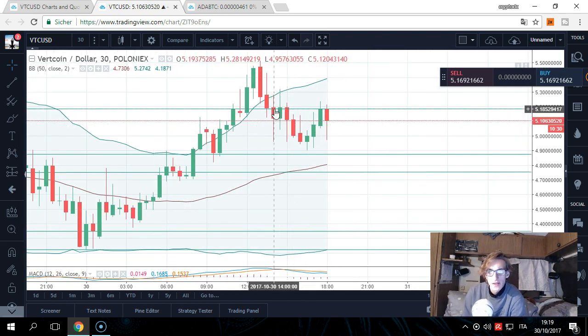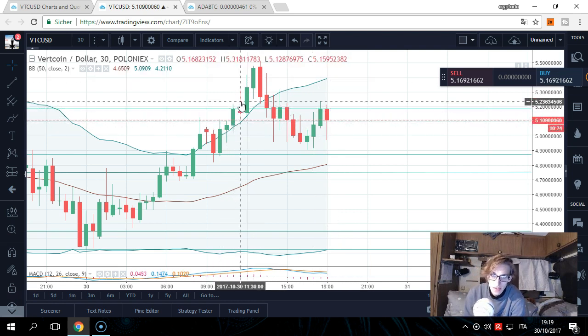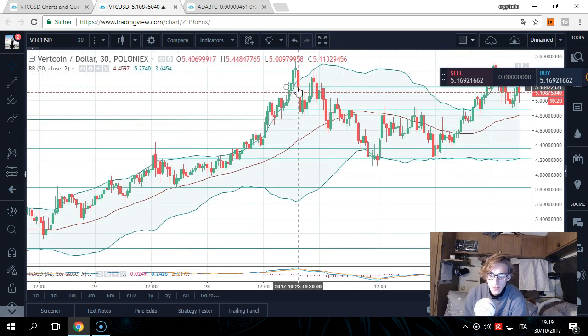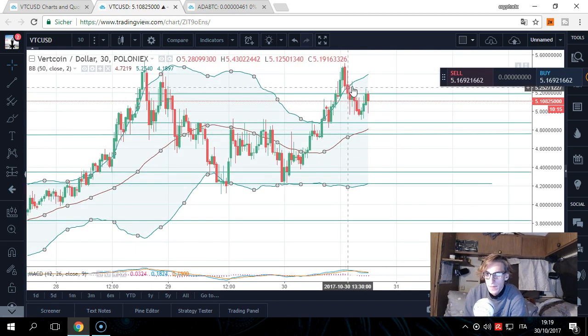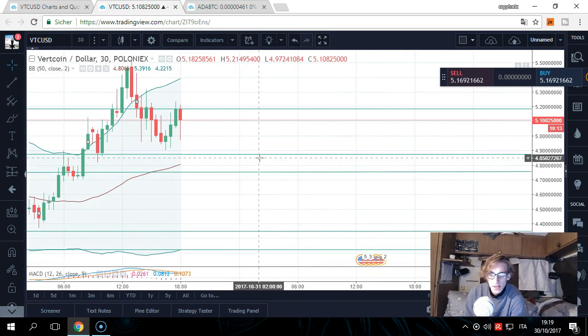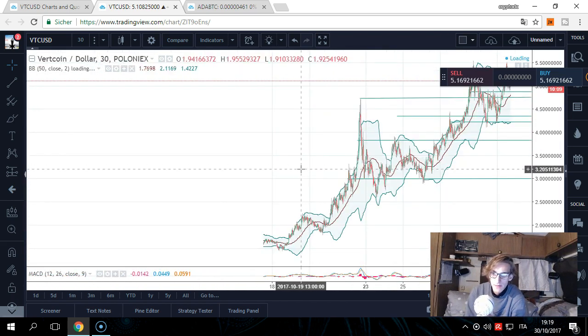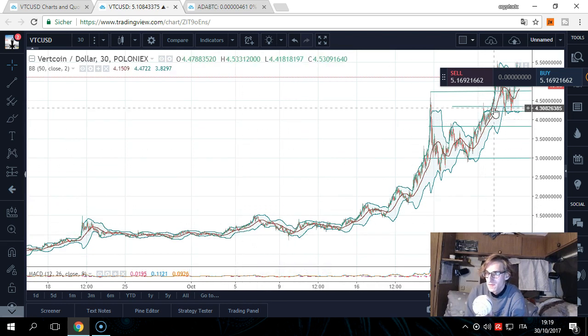Yeah, we see we are struggling right now to get above this resistance line. We tried to break it out three times, 1, 2, and 3 times, and we are back under it. So, I personally am not invested in Vertcoin, and man oh man, I wish I would have bought it down here. It would be 5 times profit.